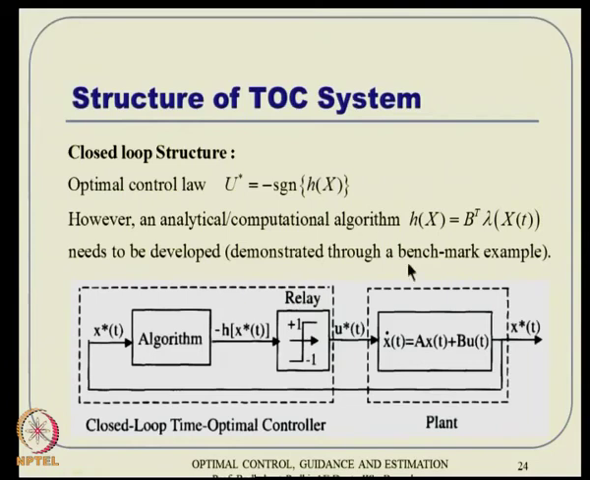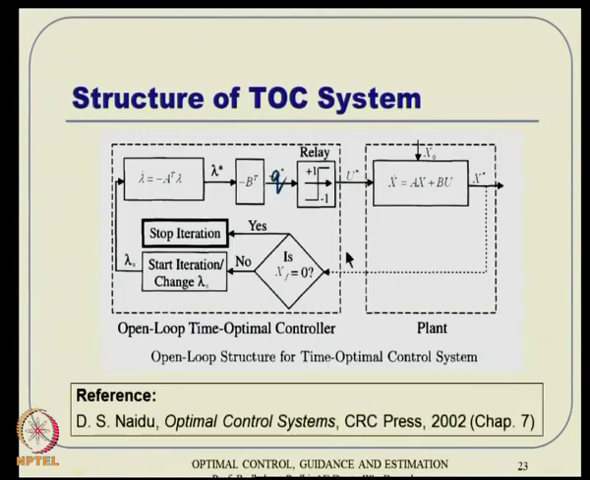Once you have this h of x in place, then the operation becomes much easier. You take this x star out and pass it through this algorithm to compute this h of x star, or rather negative h of x star, and then pass it through the relay function, and then you get u star, which will then be implemented. So, this is essentially a closed loop time optimal control implementation, much more desirable compared to this structure.